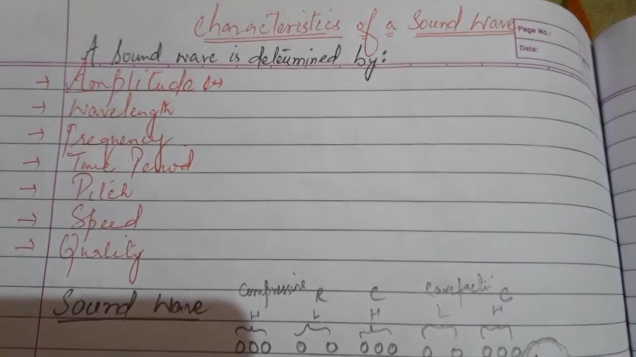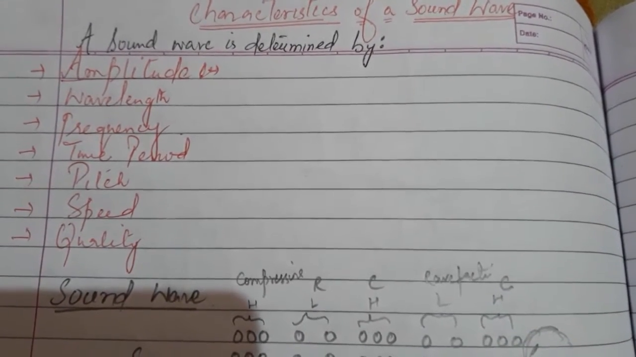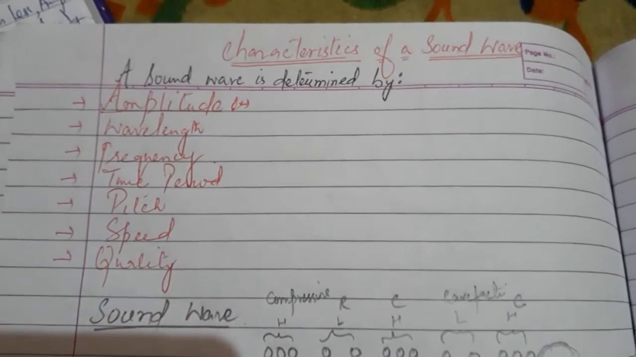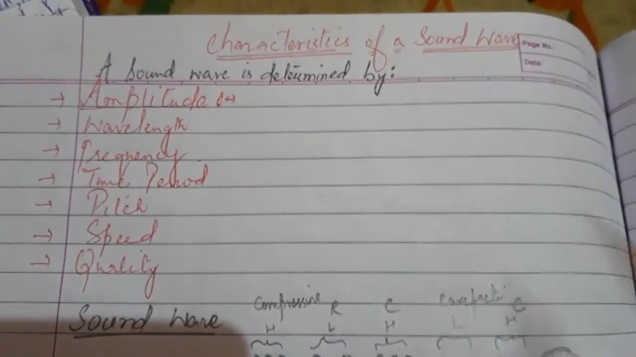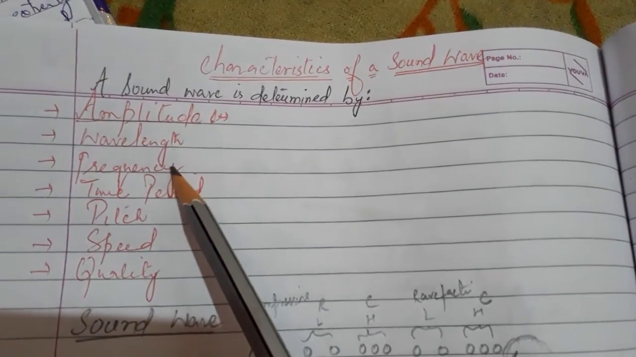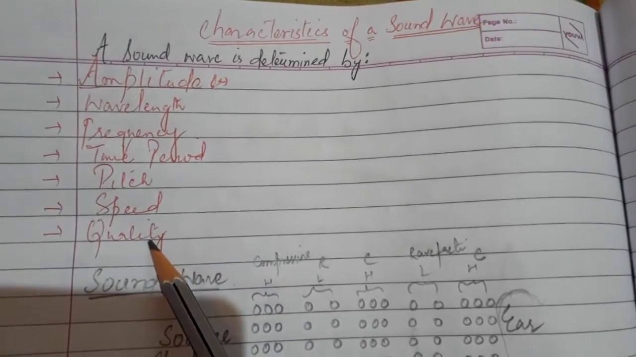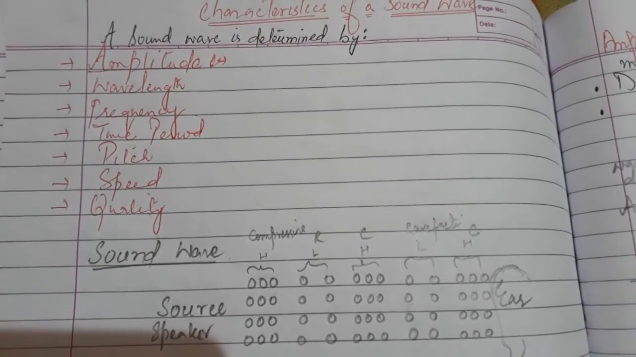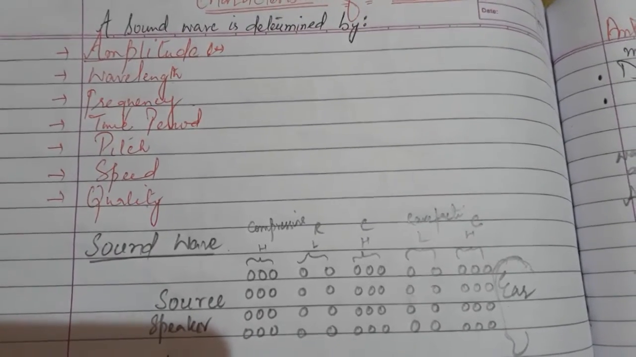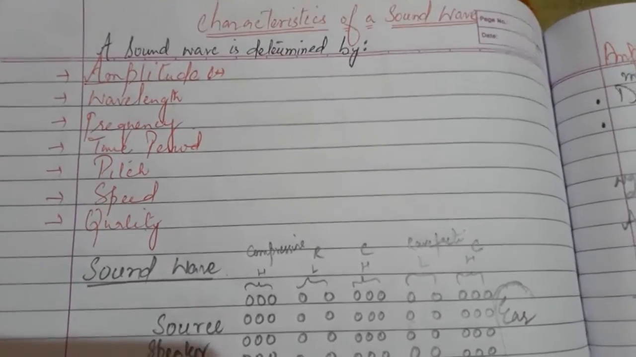Now, why are these sounds so different? Or how do we distinguish between different types of sounds? How do we characterize a sound wave? A sound wave is described by a lot of parameters like amplitude, wavelength, frequency, time period, pitch, speed, and quality. Whenever we say two sounds are different, those two sounds must be different from each other in one or two of these characteristics.